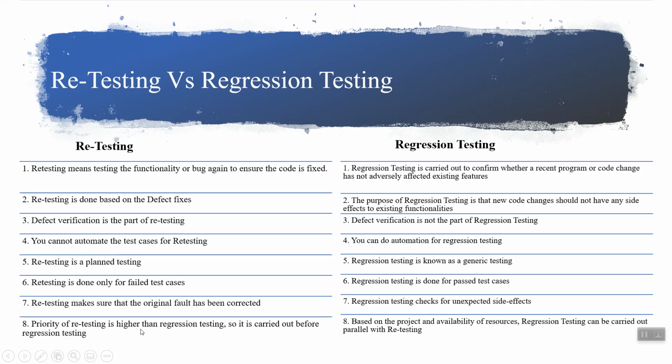while doing the verification or the retesting. The eighth difference is that the priority of retesting is higher than regression testing, so it is carried out before regression testing, while regression testing is carried out after the retesting. Based on the project and availability of resources, regression testing can be carried out in parallel with retesting or after the retesting. So these are the main 8 differences between retesting and regression testing.